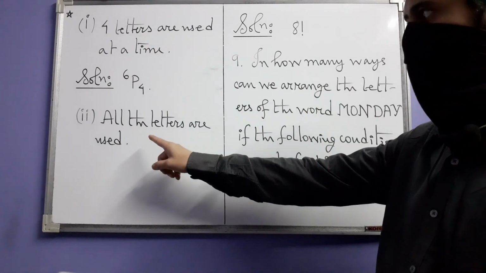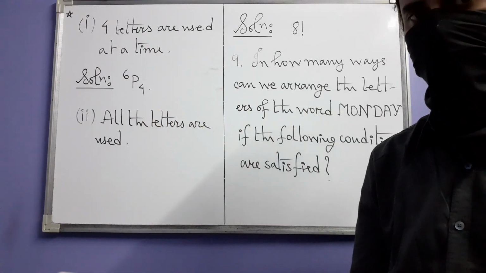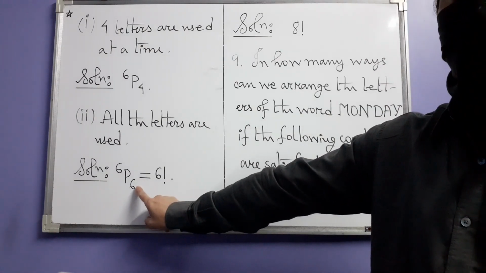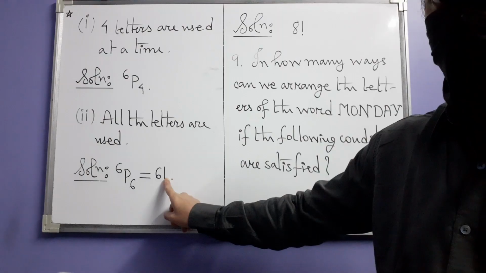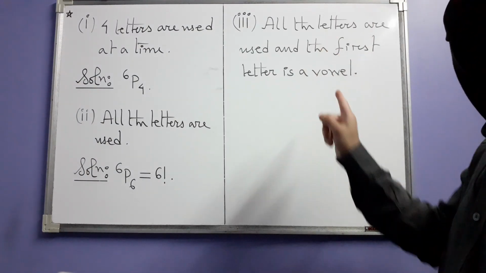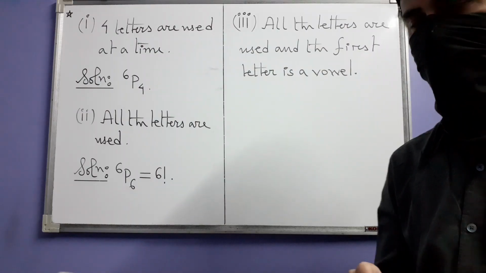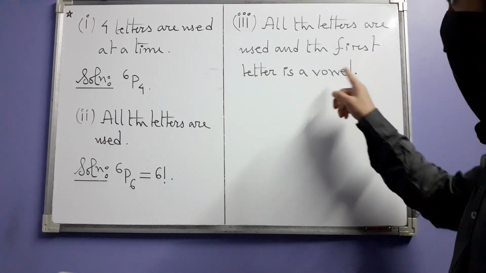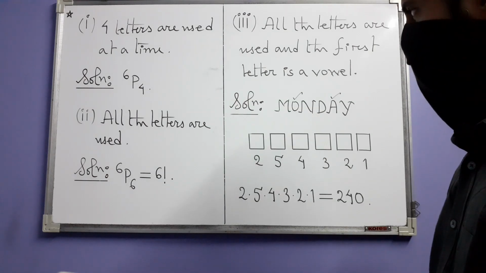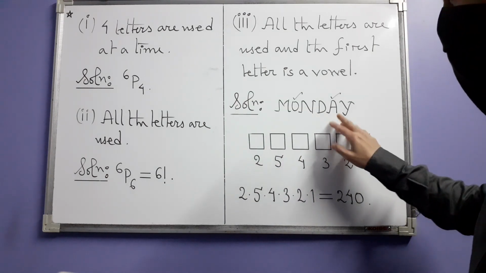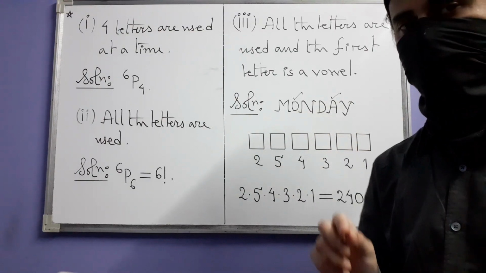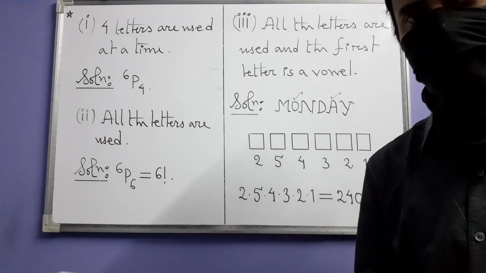Next part 2, what if all the letters are used? And the answer this time is of course 6p6, which is nothing but 6 factorial. And in part 3, we have to again use all the letters, but this time there is one extra condition that the first letter has to be a vowel. So you can see that this word has only these 2 vowels O and A, which have to be in the first place, any one of them.